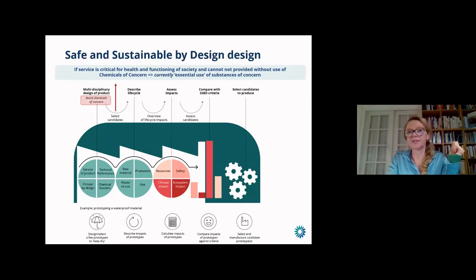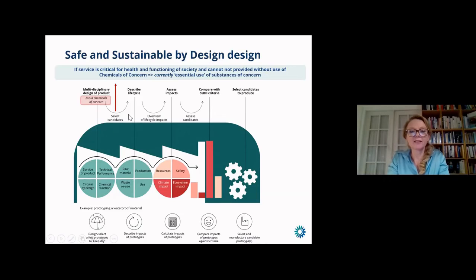It's really key that you avoid chemicals of concern, unless it's essential. And by essential, it means that it's not that it's essential for the company to survive, it's essential from a societal perspective, that it's really used for something that is very important to society and that it cannot be replaced.